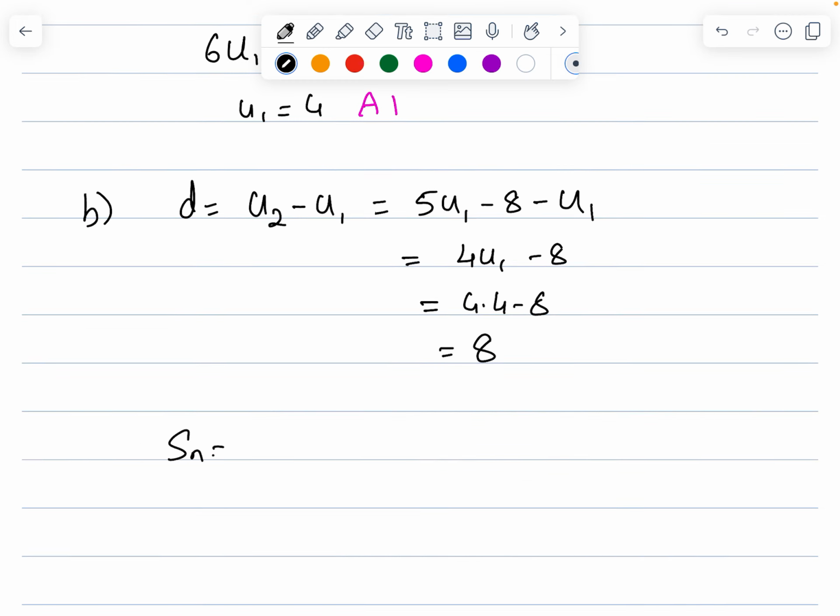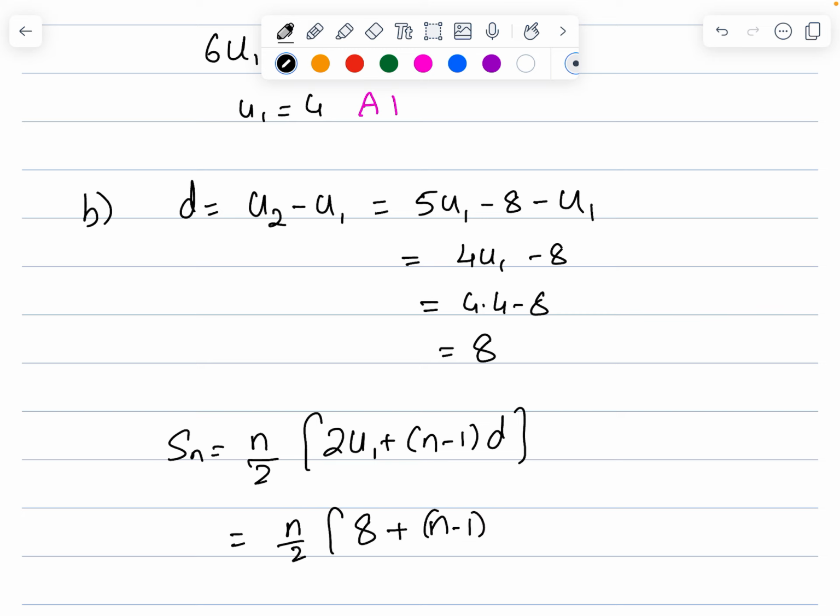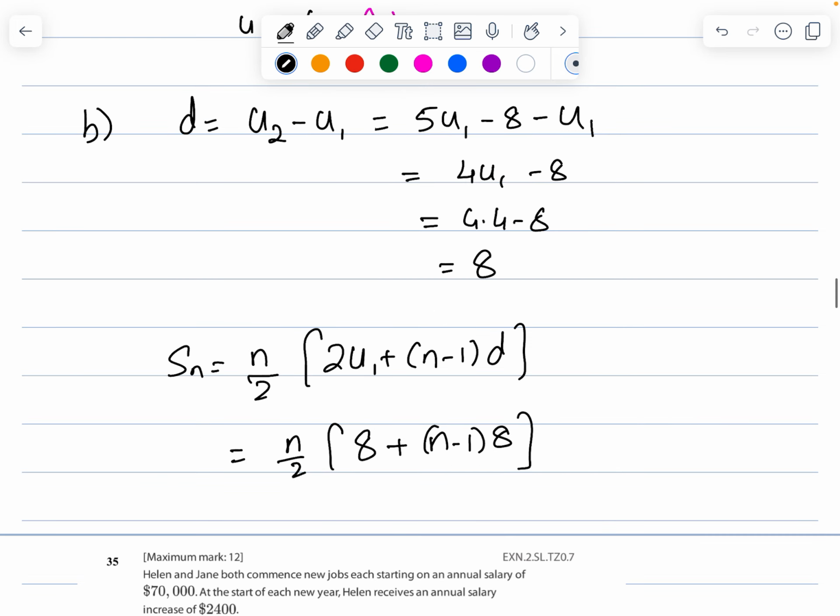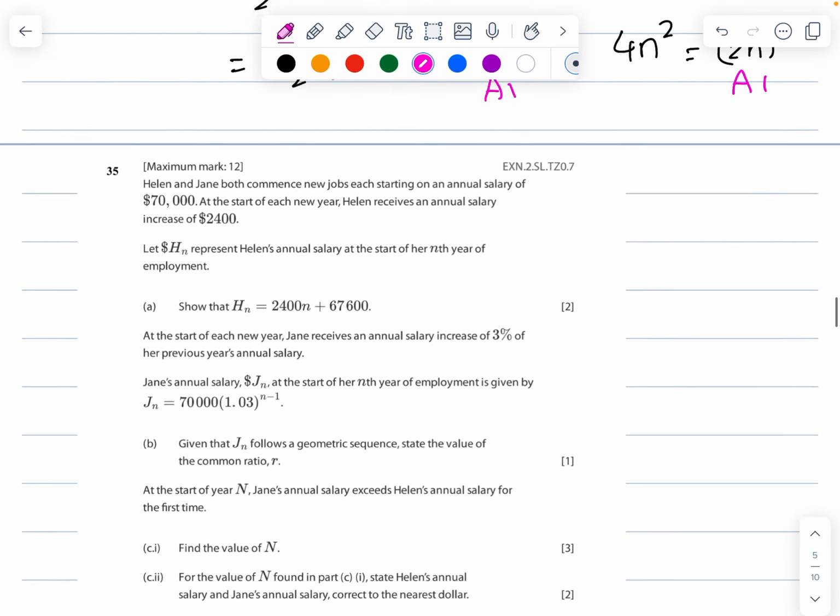Now Sn equals nothing but what? n upon 2, 2u1 plus (n minus 1) times d. So n upon 2, 2u1 is 8, plus (n minus 1) times d, which is also 8. So it becomes nothing but how much? 4n squared. So we can see that it is a square of a number. That's going to be the answer. So an accuracy mark for this, a method mark for this, and accuracy marks for these. In that way, the 4 marks are there.